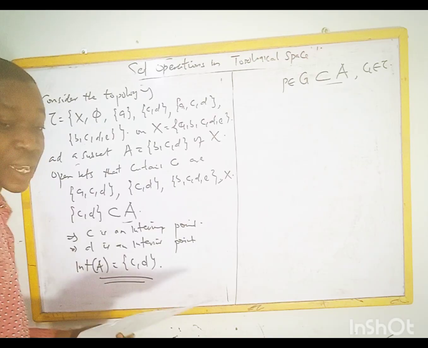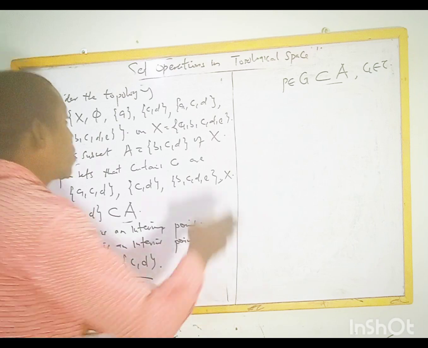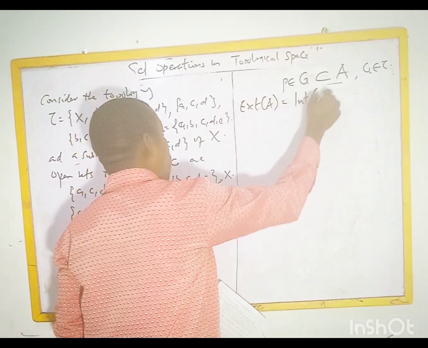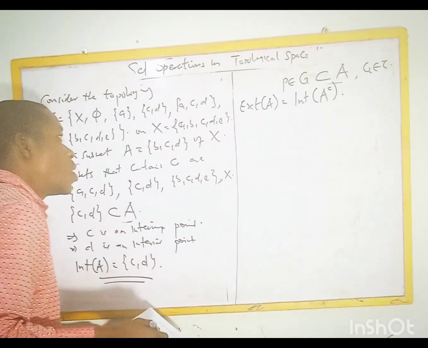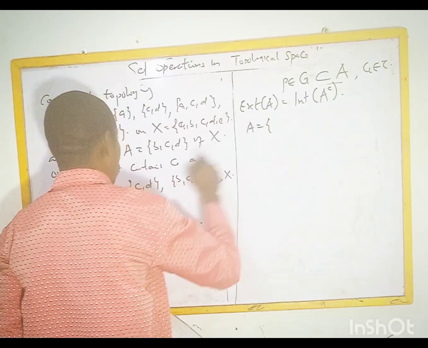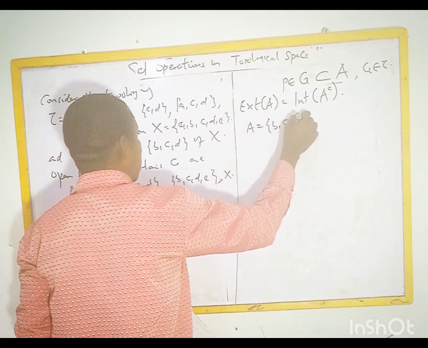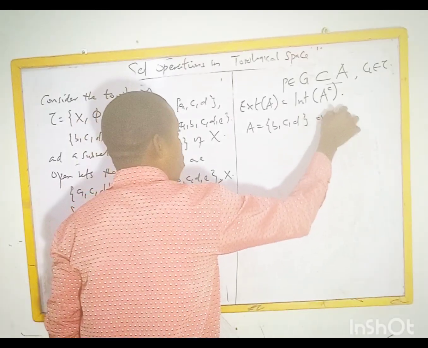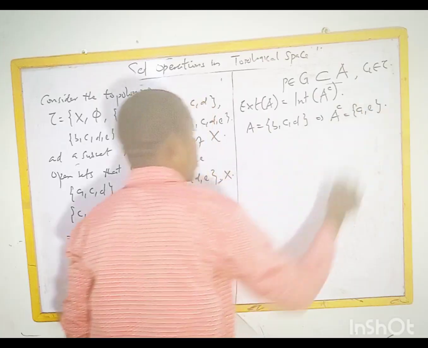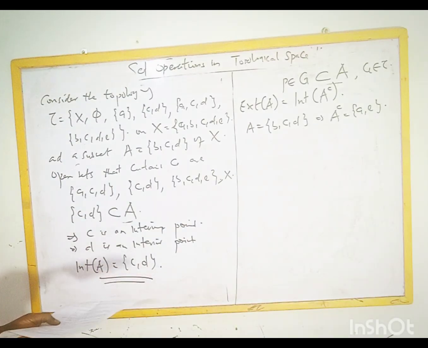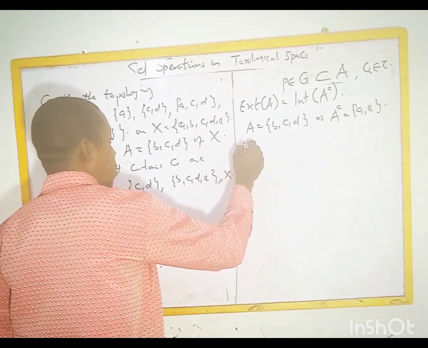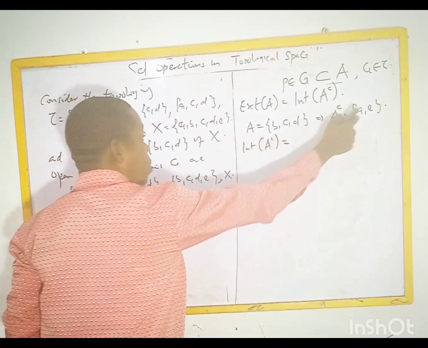Now, what about the exterior points? The exterior of A is the interior of A complement. So let's find the A complement. A is given as {B, C, D}, so A complement gives us {A, E}. Now let's find the interior of this complement. What will be the interior of {A, E}?